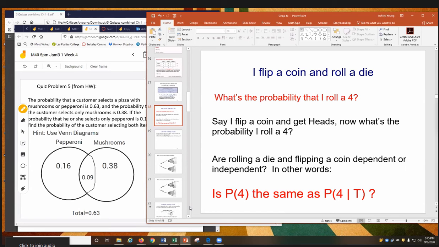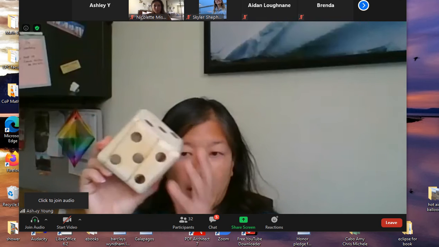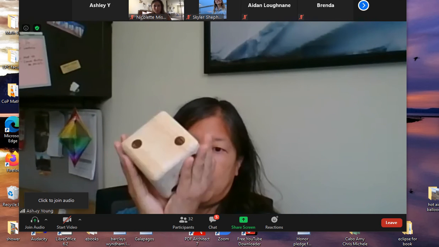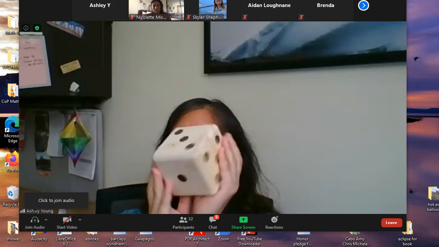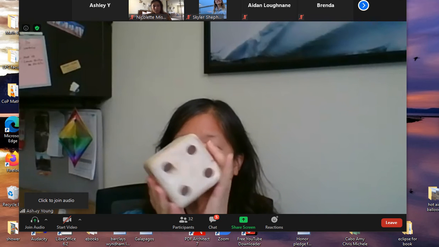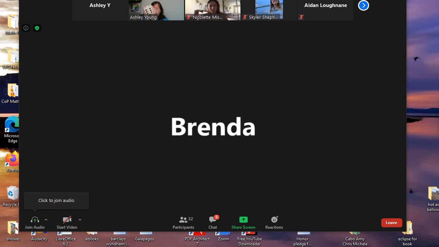Me flipping a coin and rolling a die. I'll do it again just quickly. Here is my die, singular of dice. What's the probability I roll a 4, guys? 1 out of 6. 1 out of 6, excellent.